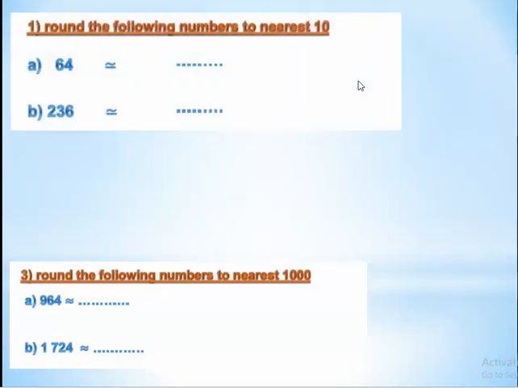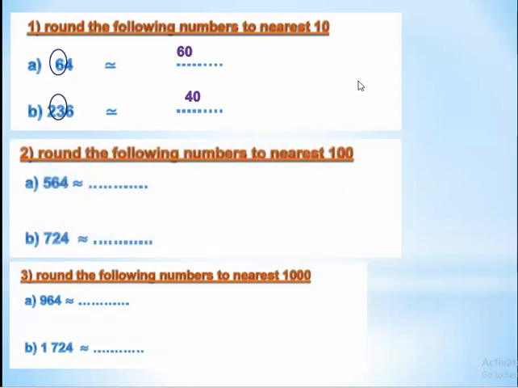Round the following numbers to the nearest 10. Okay, let's see. 64, first one. Circle the place, look at the next door. The next door is 4, so we will not add any number to 6, so it will be 60. 236, circle 3 and look at the next door, which is 6, so we will add 1 more. It will be 240. Sorry, I forgot to write 2.